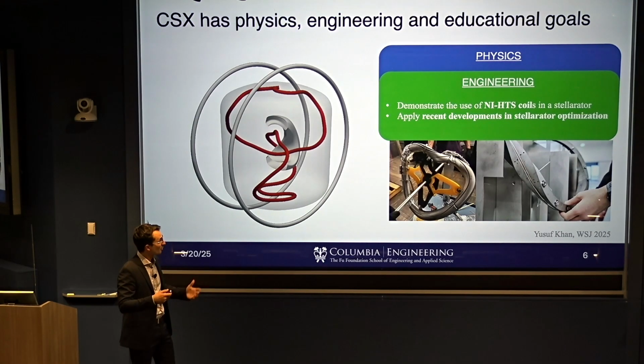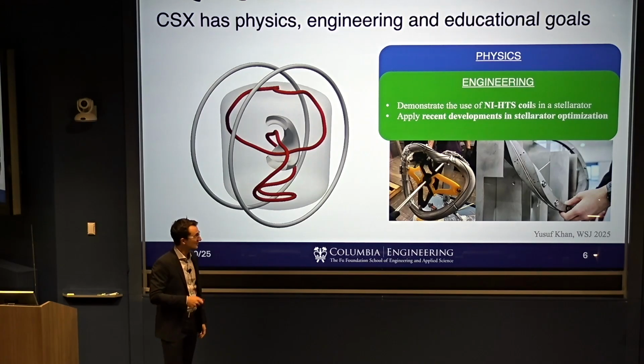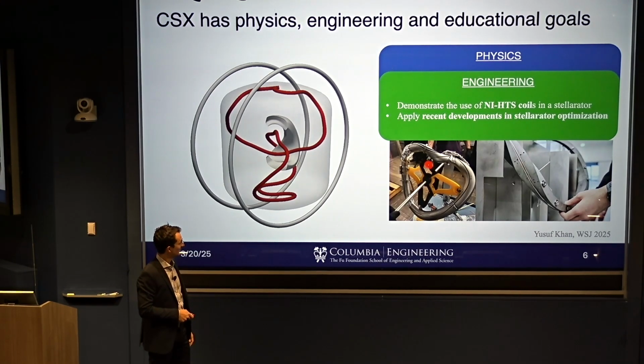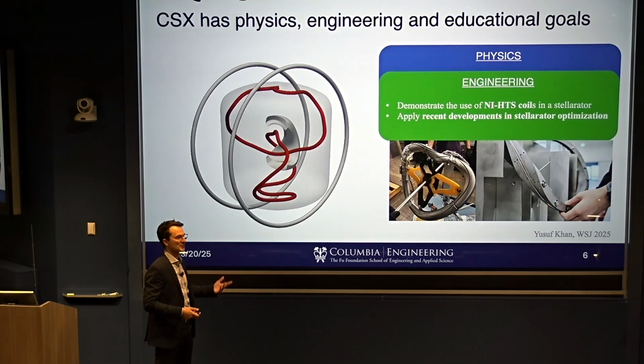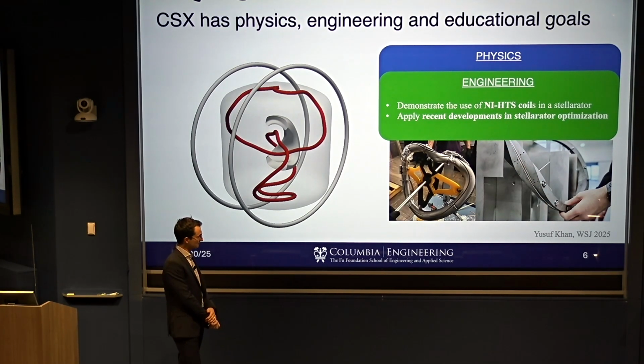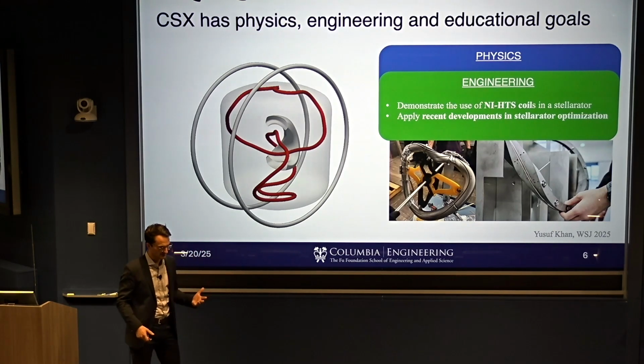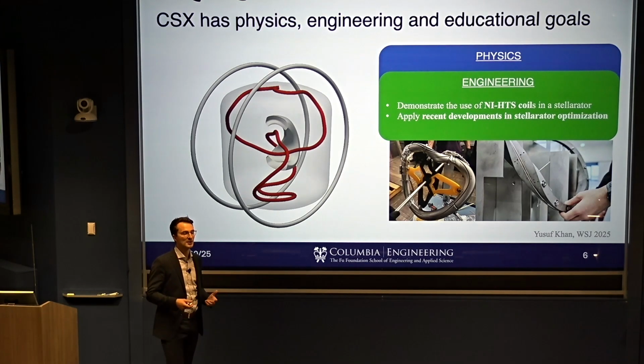Multiple people and companies are interested in this. Here I have a picture of our first prototype, and on the right you have a picture from the Wall Street Journal on some prototype from Proxima Fusion. So you see that Proxima is also interested in this kind of technology. Our goal with CSX is to demonstrate that it is possible to use this kind of coil technology in a stellarator environment.